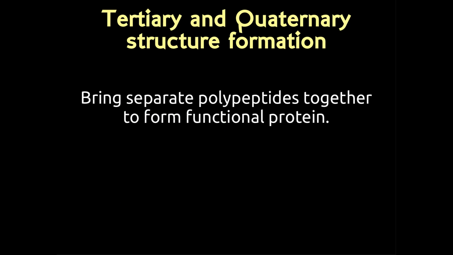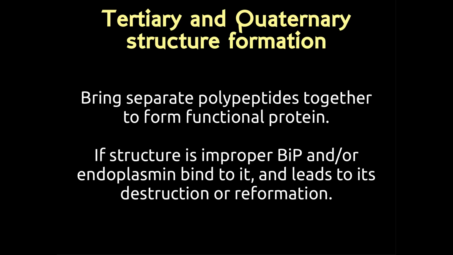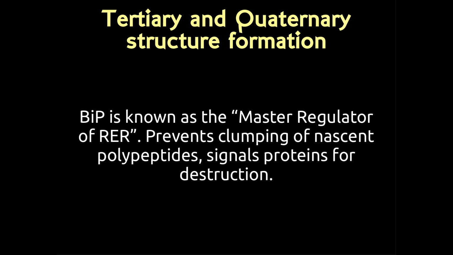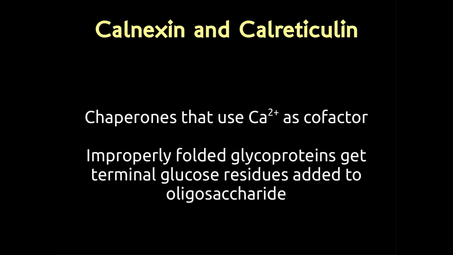So oftentimes we need to bring together separate polypeptides to form one functional protein. And if the structure is improper, BIPs or endoplasmin can bind to it, and this will lead to the destruction or reformation of that protein. BIP is also known as the master regulator of the rough endoplasmic reticulum. This prevents the clumping of the nascent polypeptides or signals proteins for destruction, so helping maintain the proper formation of these proteins.